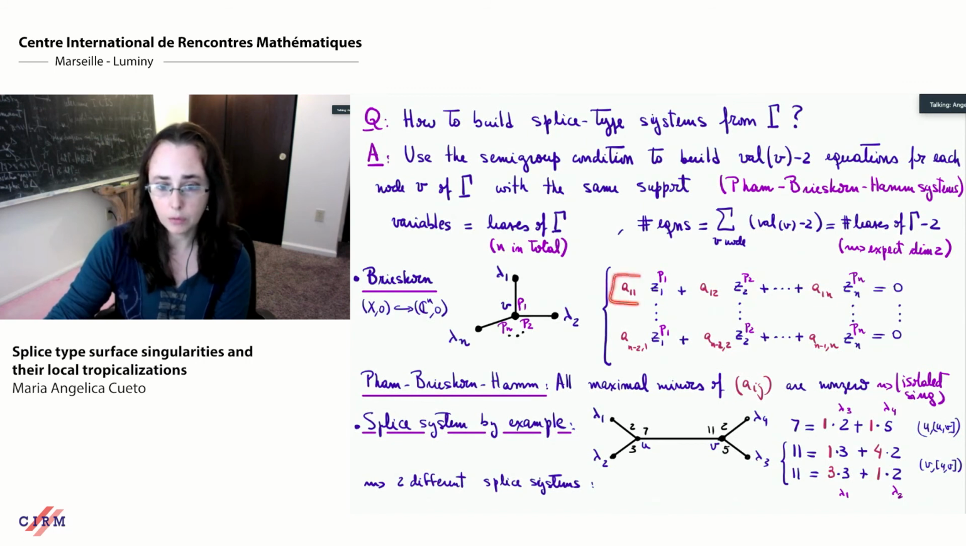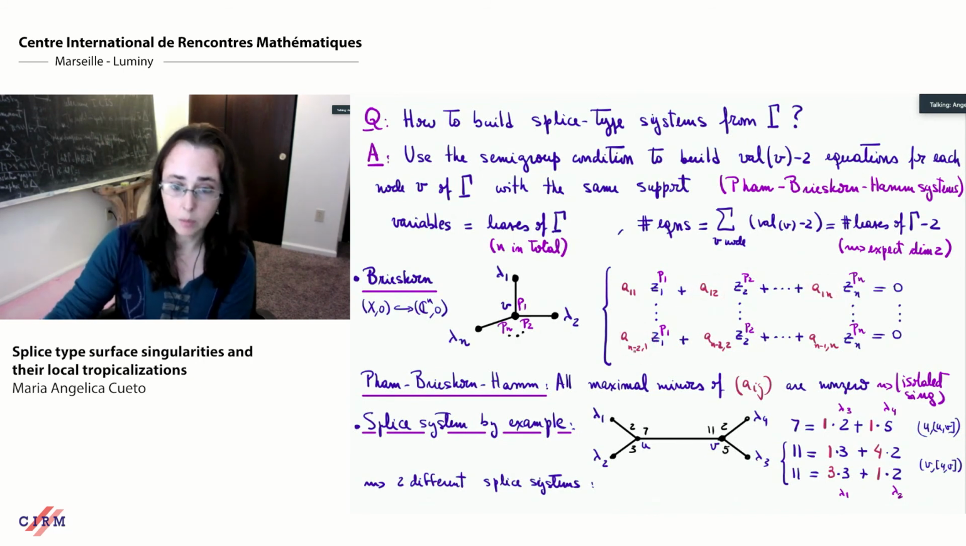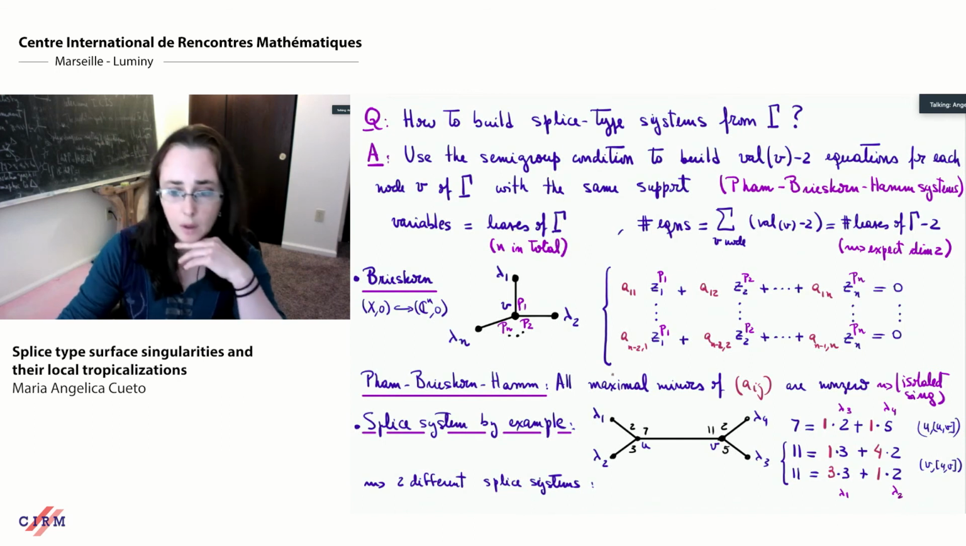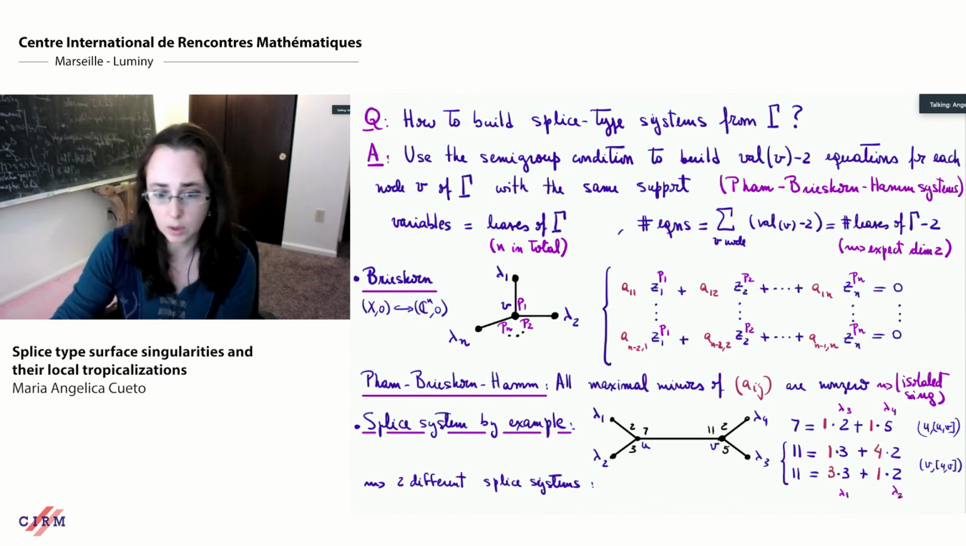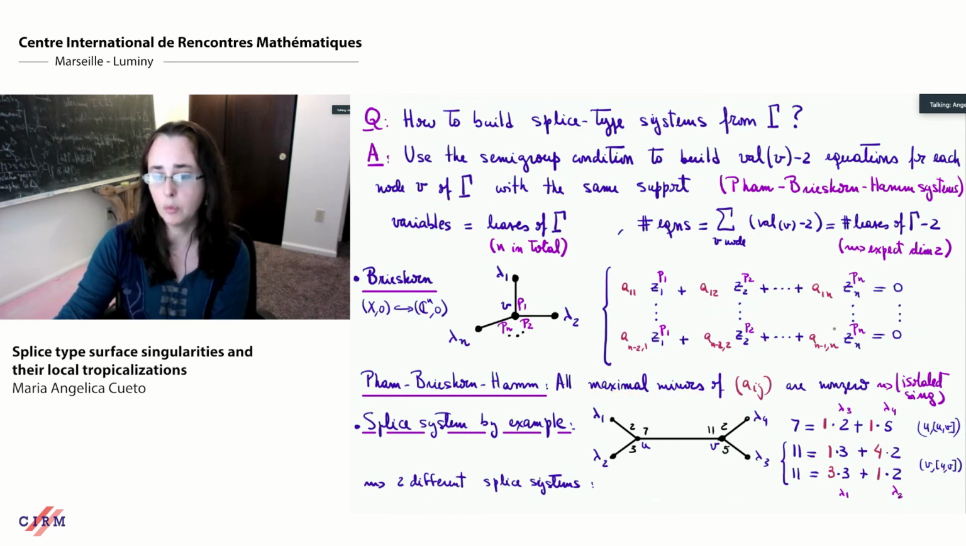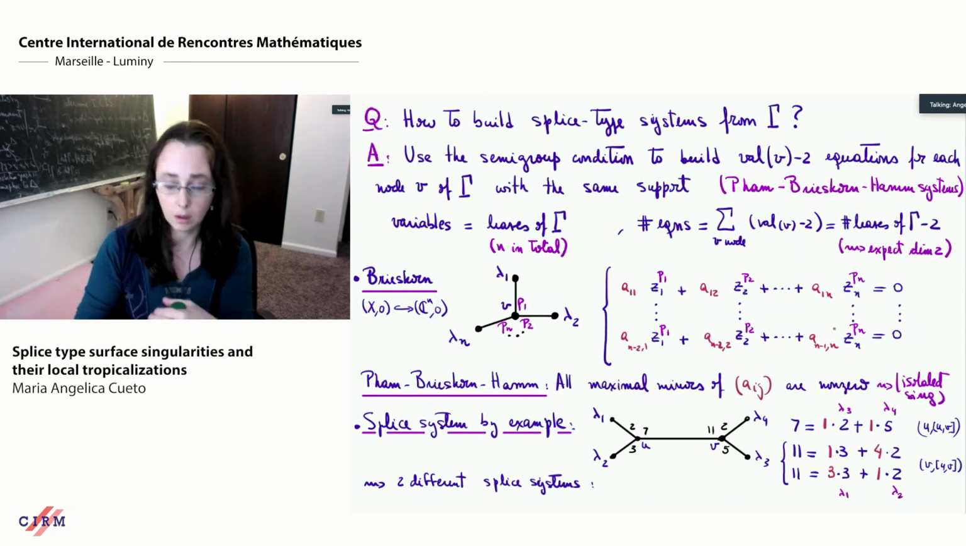And then I have the freedom to choose my coefficients. These are going to be complex numbers, and they're going to form an n-2 by n matrix. And what we call the Brieskorn-Pham-Hamm condition says, if you want your singularity to be isolated, you need to impose that all maximal minors of this matrix have to be non-zero. If that's the situation, you're going to get an isolated complete intersection surface singularity.